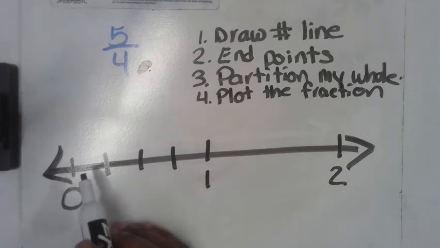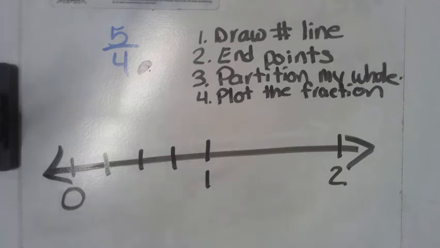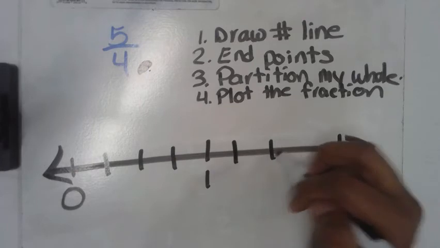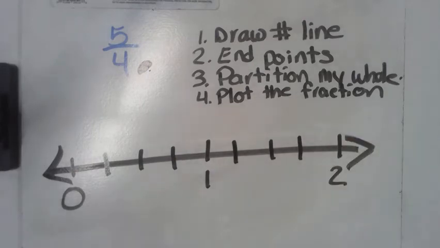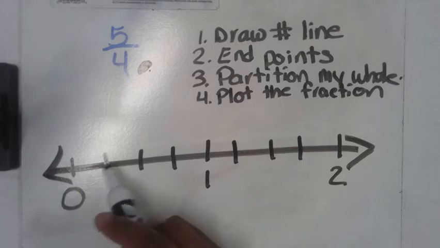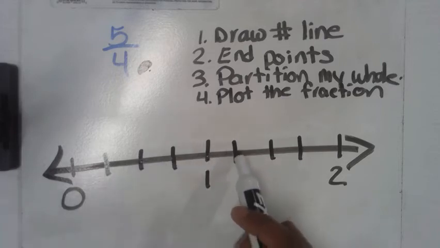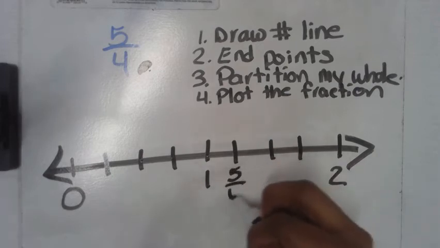I've got 4 parts here. 1, 2, 3, 4 parts. I need to make 4 parts here. And I remember that that is 3 lines. Both of my wholes are partitioned into 4 equal parts. I am ready to count. 0 fourths, 1 fourth, 2 fourths, 3 fourths, 4 fourths. Here is my 5 fourths.